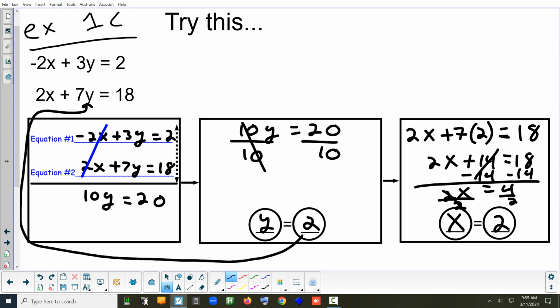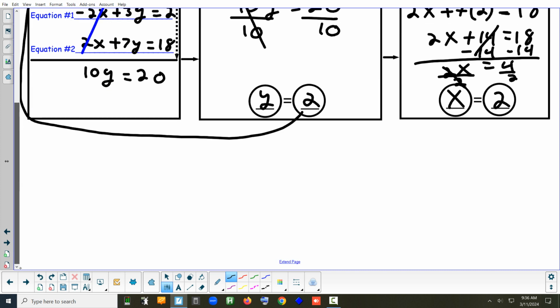You can check them. It's always good for you to check them, especially on a test, so you can figure out if you made a mistake before I figure out if you made a mistake. But we're not going to check it because it didn't say to. All right, any question on that?